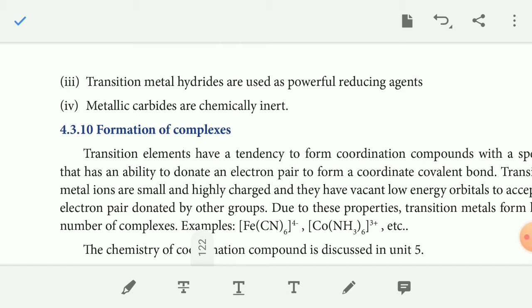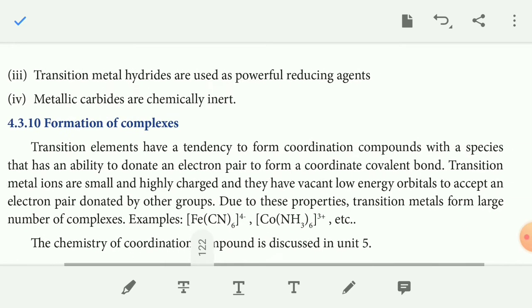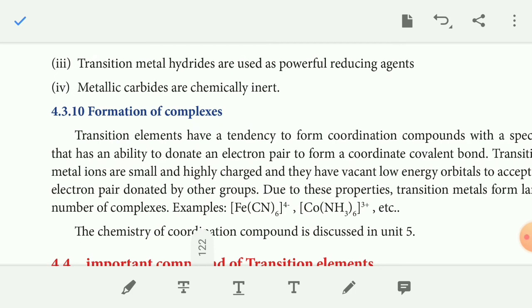The next topic is formation of complexes. We already learned coordination complexes in the 5th lesson. The transition elements form complexes. So what is a complex? A complex contains the central metal ion and ligands. The tendency of transition metals to form coordination compounds is due to the ability of the species to donate an electron pair to form a coordinate covalent bond. Transition metals are small and highly charged, so they have vacant low energy orbitals to accept electrons. In a complex, the central metal ion accepts the electron pair from the ligands. We already discussed this in lesson 5.